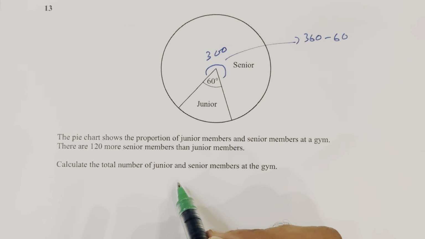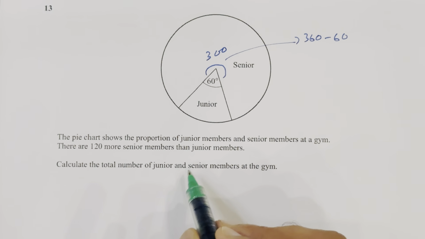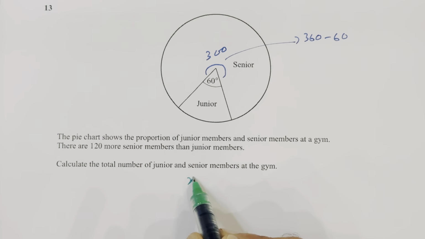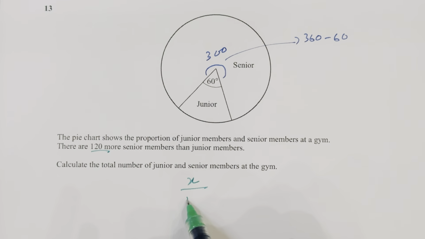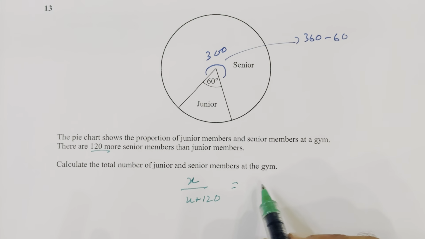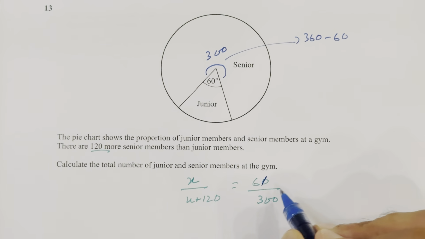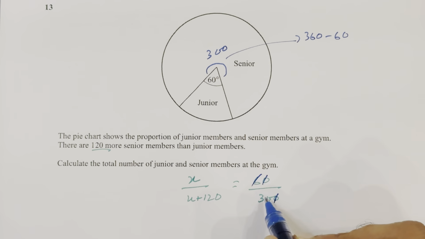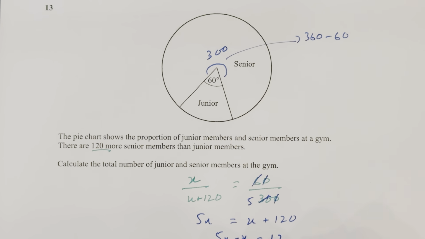if junior is making their pie chart show is x, and if senior will be 120 more, we can add them, x plus 120. And the junior angle is 60, and we know already calculated for the angle, that is 300. So we're gonna solve it to get the answers. We're gonna cancel 0 with 0, and 6 5s are 30. Now we need to cross multiply 5x is equal to x plus 120. Then 5x minus x would be equal to 120.